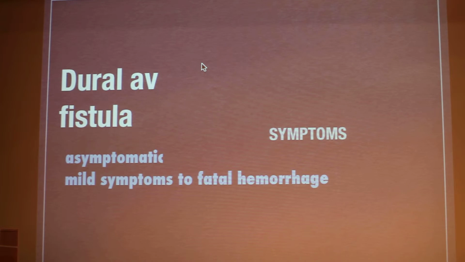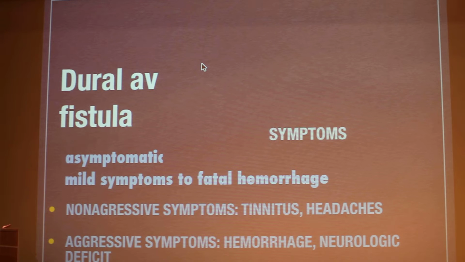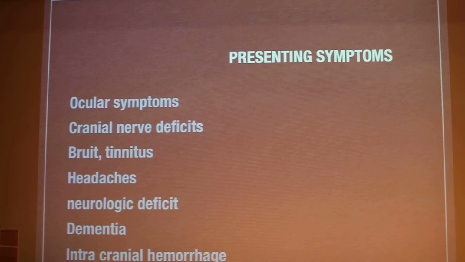Symptoms. Patients can be asymptomatic. Patients can have mild symptoms, up to fatal hemorrhage or focal neurologic deficits. We call non-aggressive symptoms like tinnitus and mild headaches, and we can have aggressive symptoms like hemorrhage and neurological deficits. They can present with ocular symptoms, cranial nerve deficits, tinnitus, headaches, neurologic deficit. Dementia is very important. We do a lot of examinations with patients with dementia.